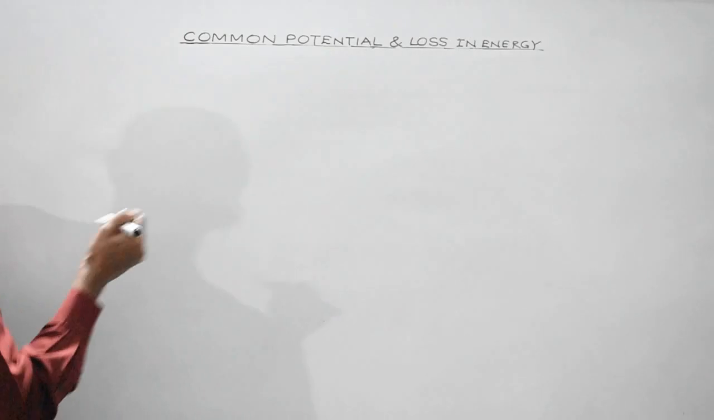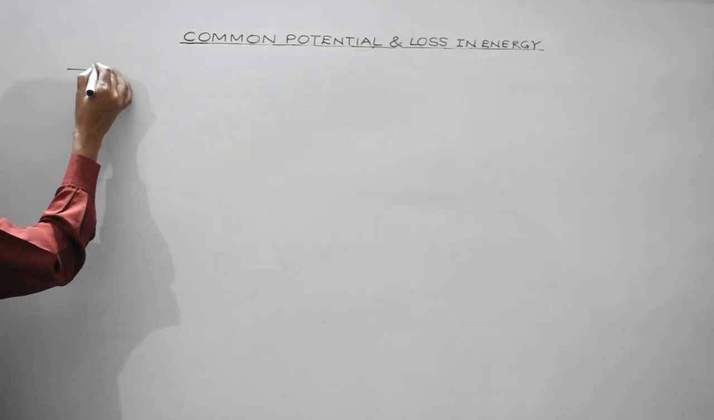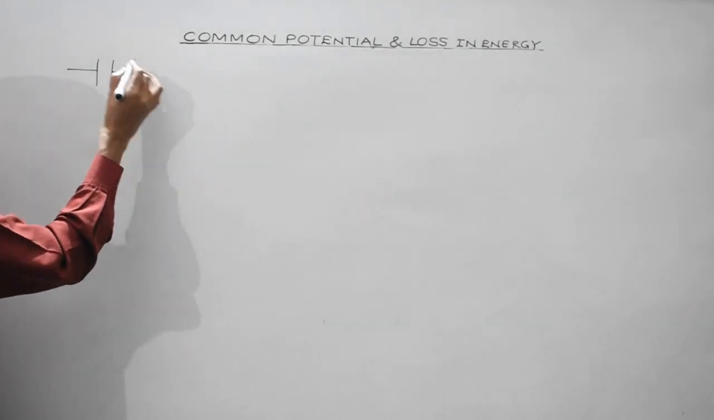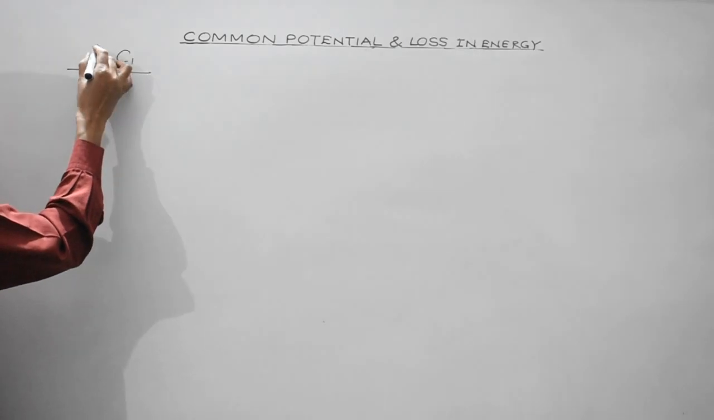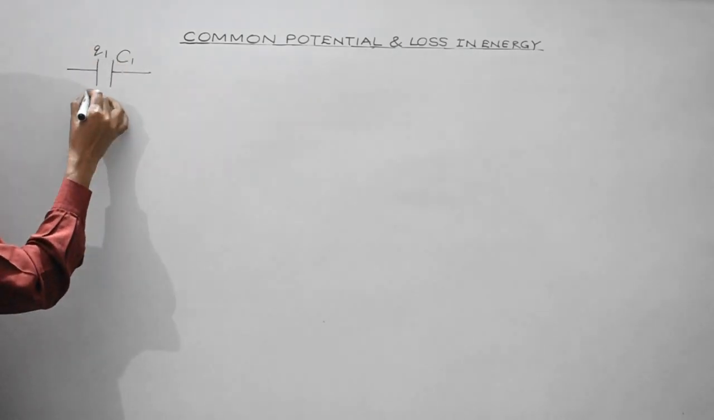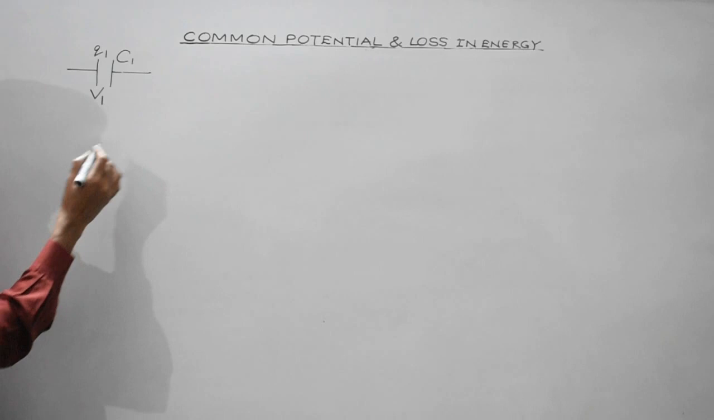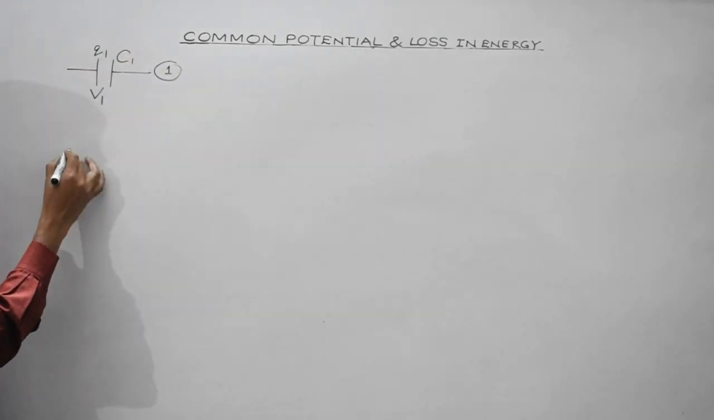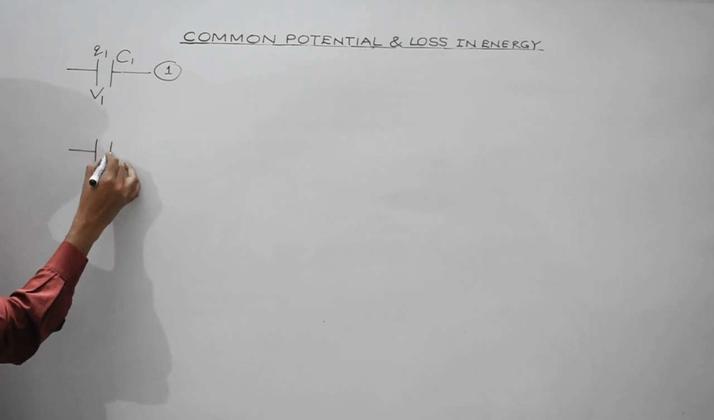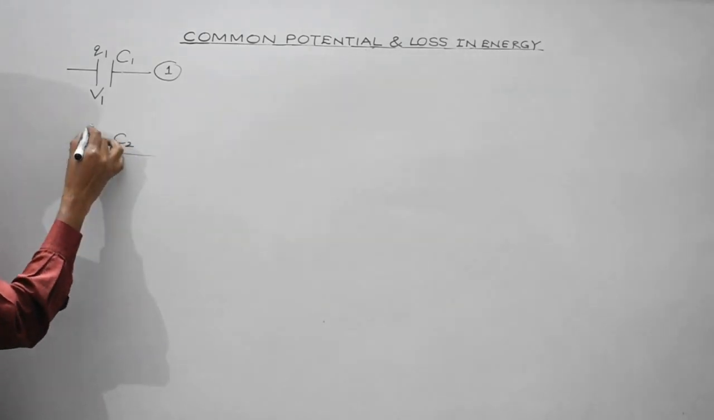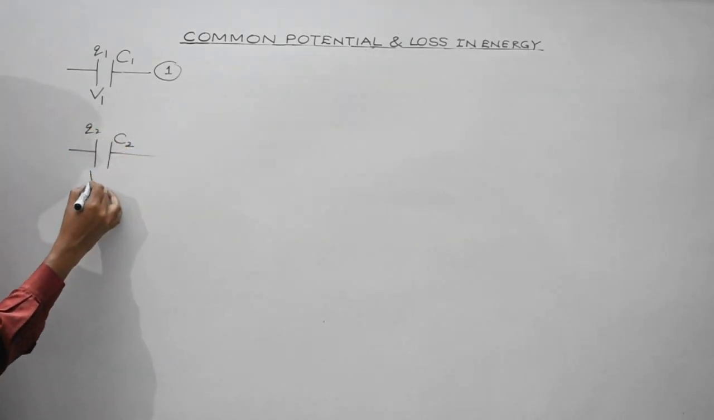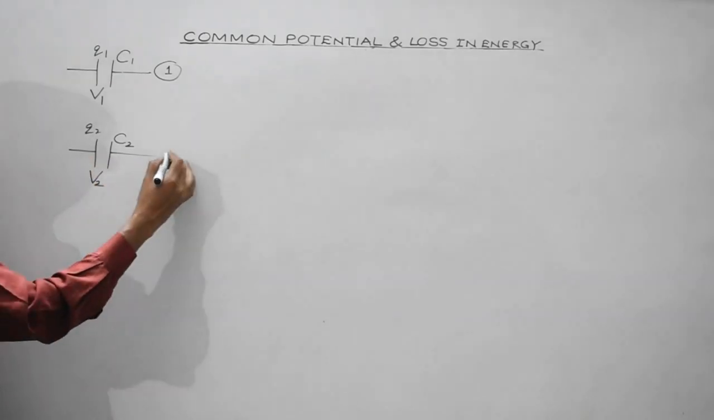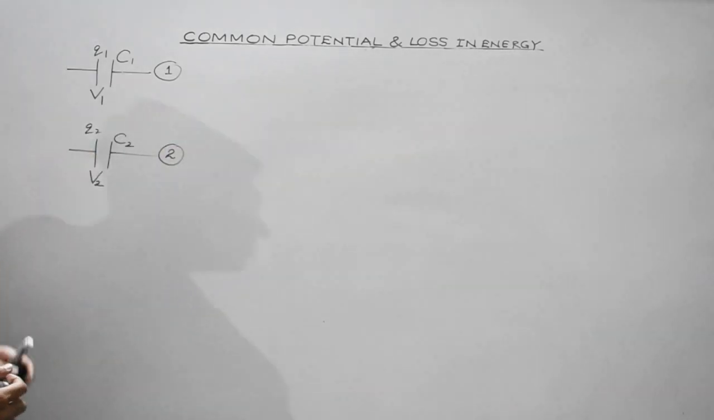So, let us consider these are the two capacitors of capacitance C1 having charge Q1 and potential V1. And this is the first condenser, right? This is the first one. And let this be the second capacitor of capacitance C2 having charge Q2 and potential across the plates be V2. This is the second capacitor.